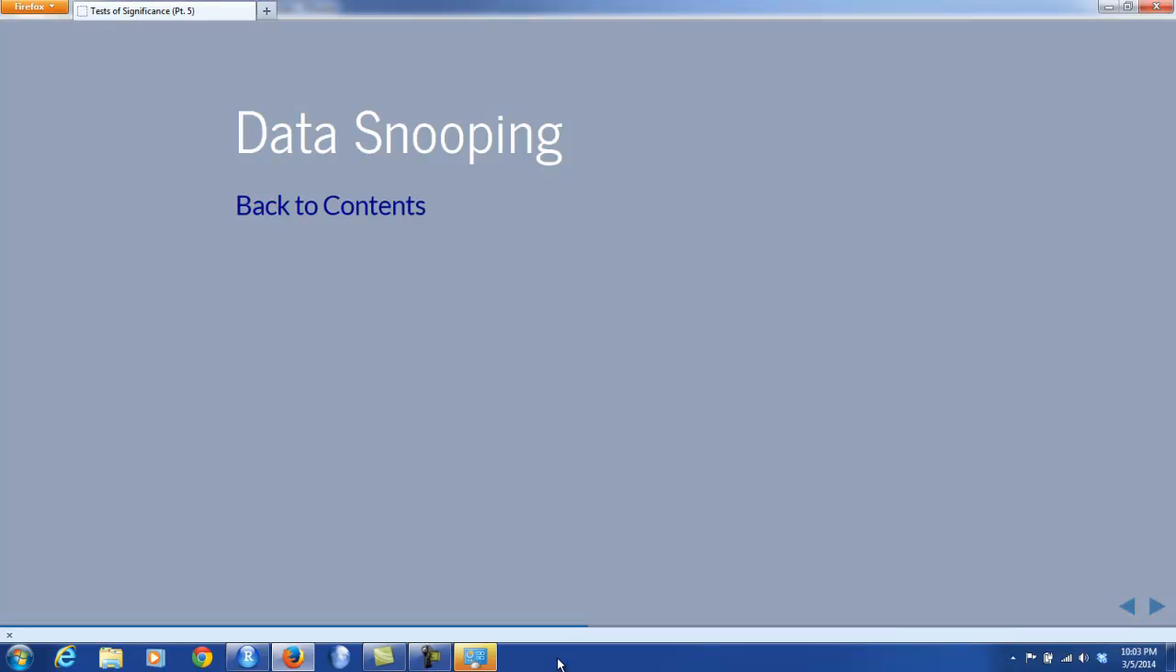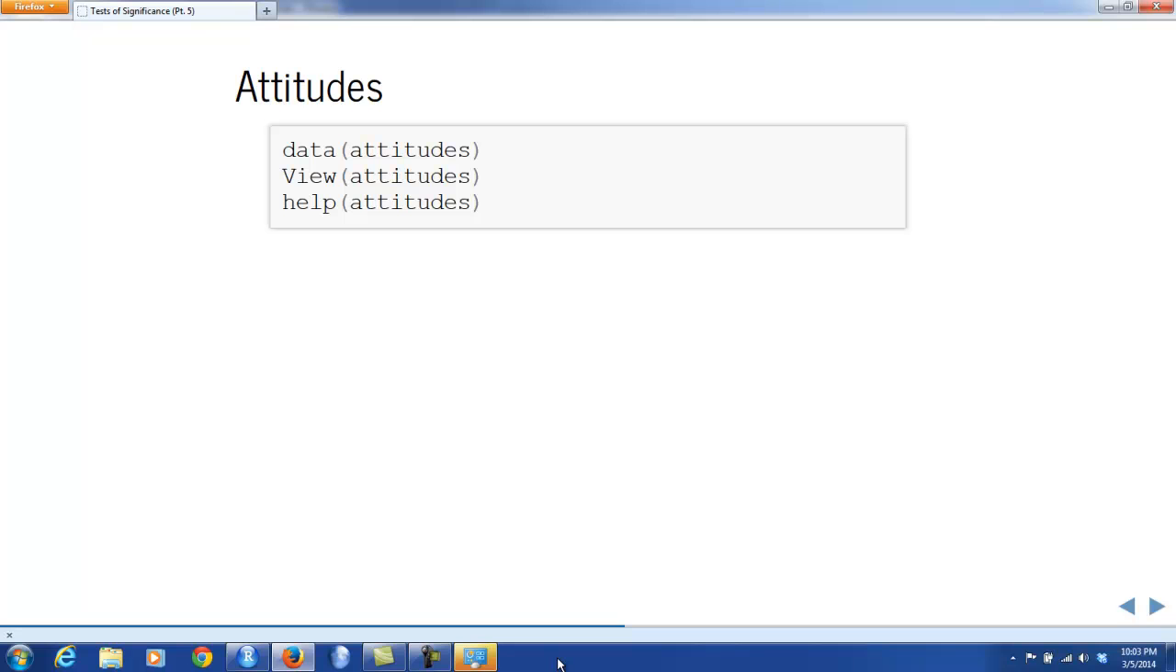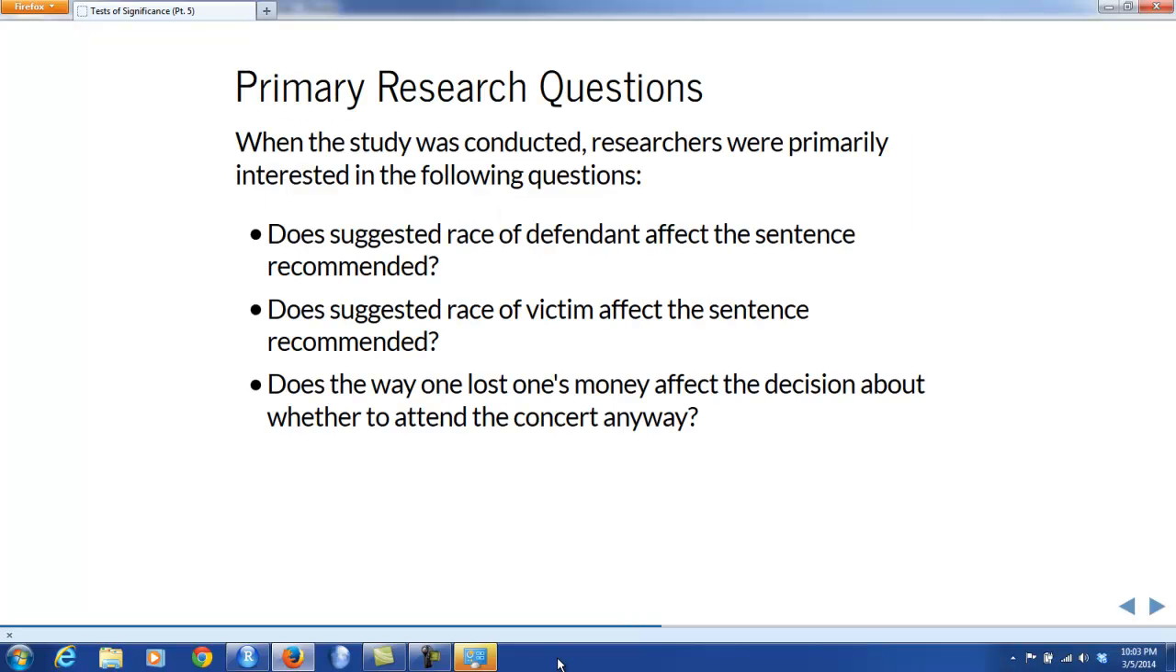Now let's talk about data snooping. I'll remind you about the attitudes data frame, the large survey that was conducted at Georgetown College in November of 2001. Remember, there were 267 subjects, and they were asked a large number of questions. The primary research questions that we had in mind when we designed the study were three. Does the suggested race of the defendant affect the sentence that is recommended in that hypothetical situation about the person convicted of killing someone while driving drunk?